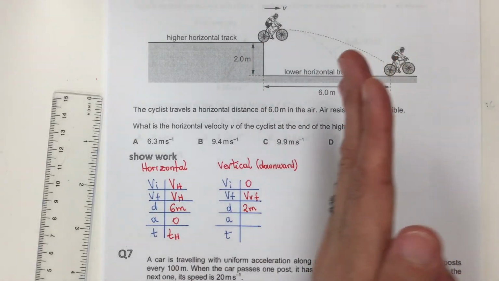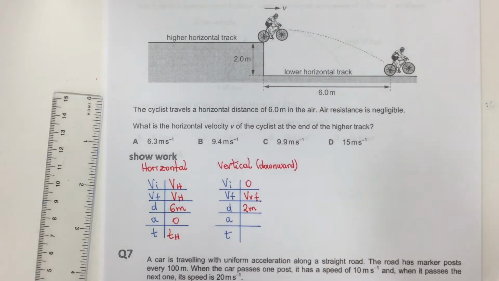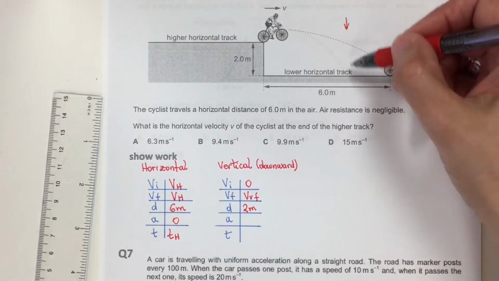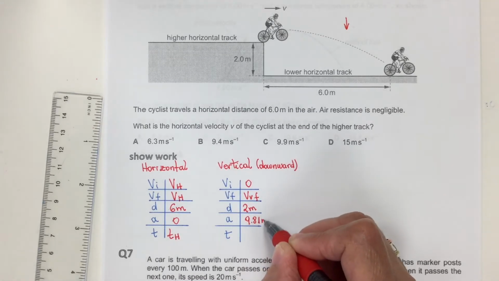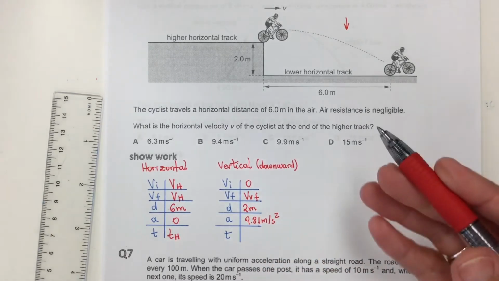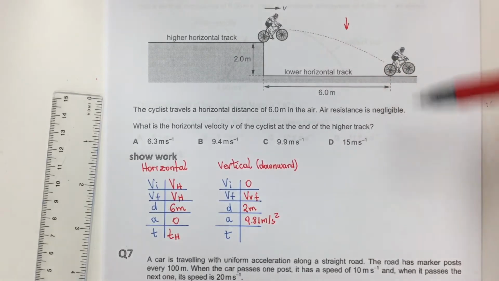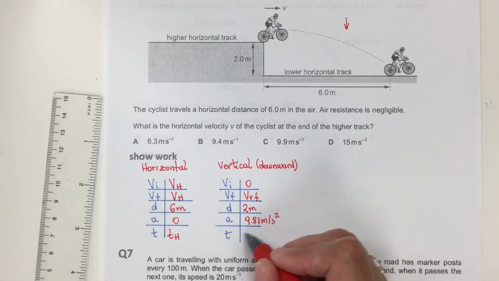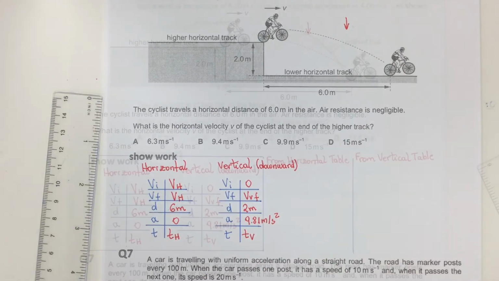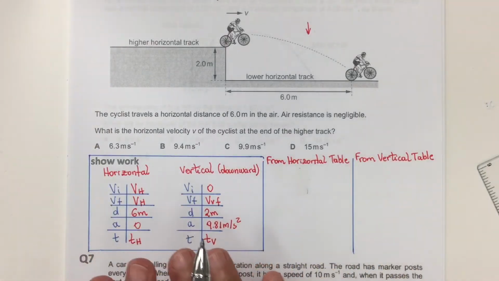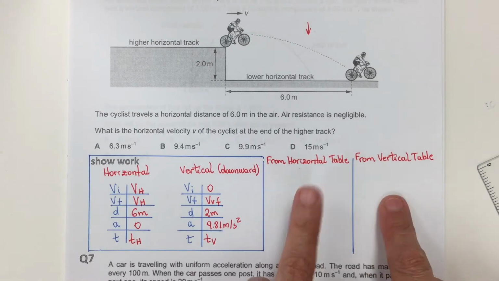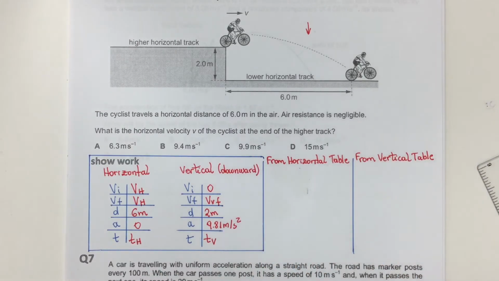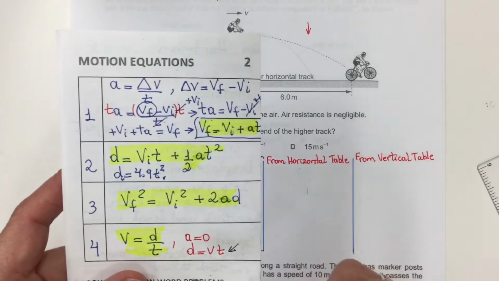So vertically, we need to look at everything in this direction. The acceleration is downwards, so the acceleration of gravity is 9.81 meters per second squared, positive because the velocity is increasing over time. And let me call this time vertically TV. Okay, now that we have this information from the story, I need to select the right equation for each direction. Here we have 4 equations.